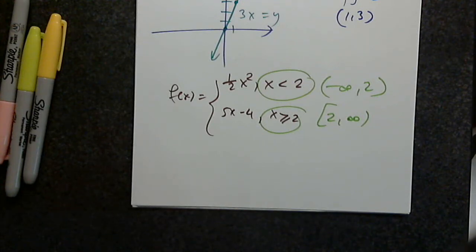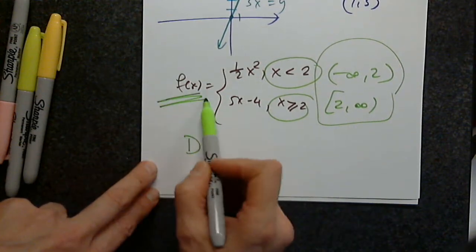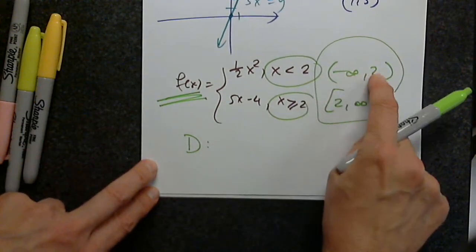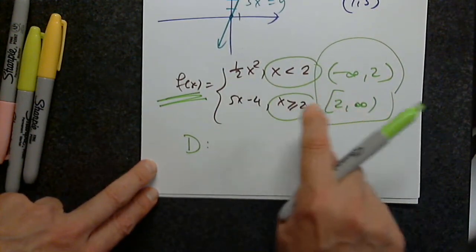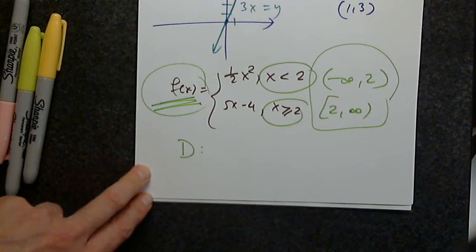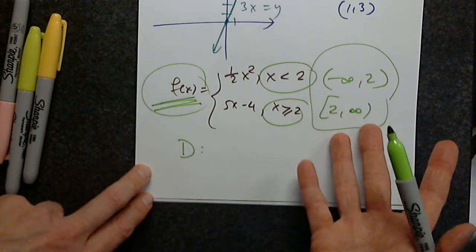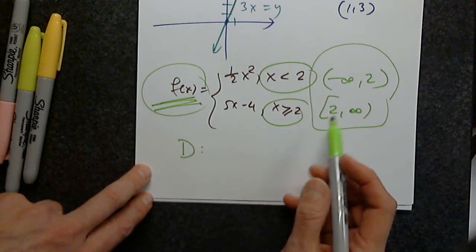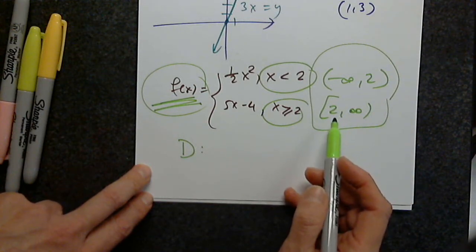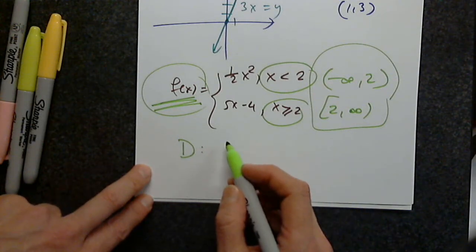Agreed? Now let's identify the domain. This is a domain for this piece, and this is a domain for this piece, but I'm interested in the domain of the entire function. I will graph the entire function, not just one or the other of the pieces. Looking at this, can we add? It's two domains, like 2 and infinity, right?